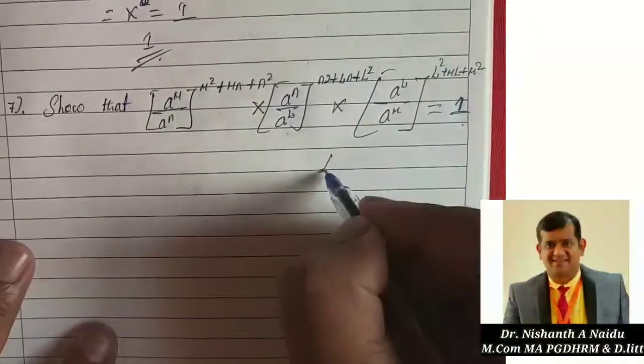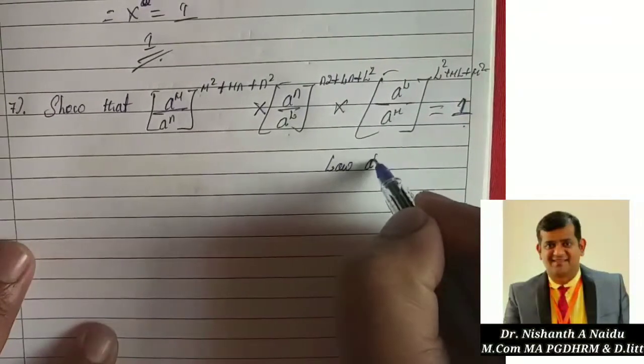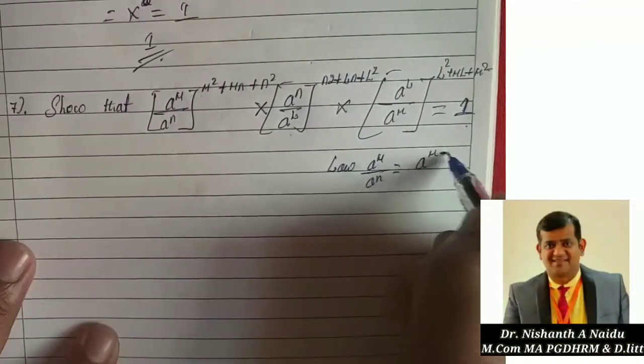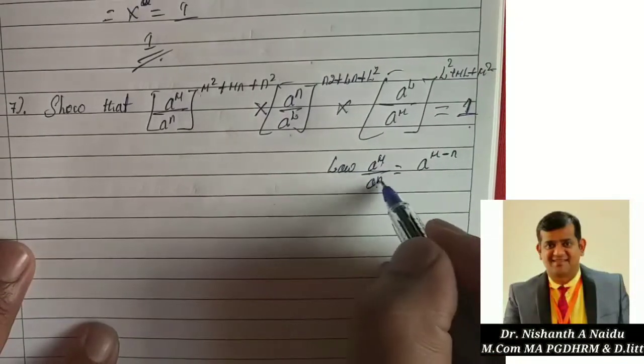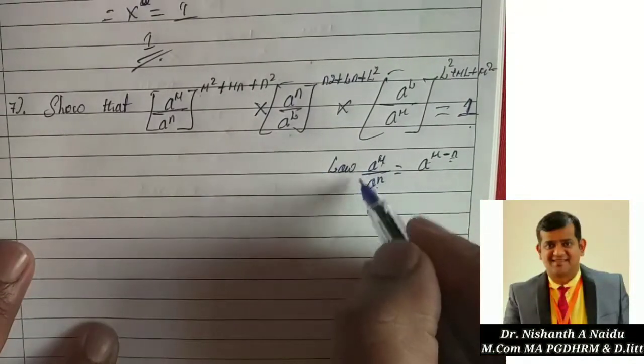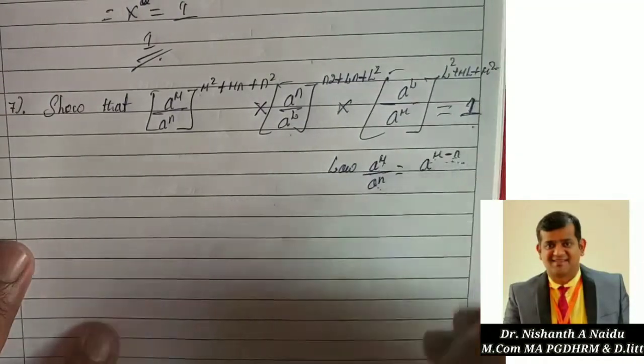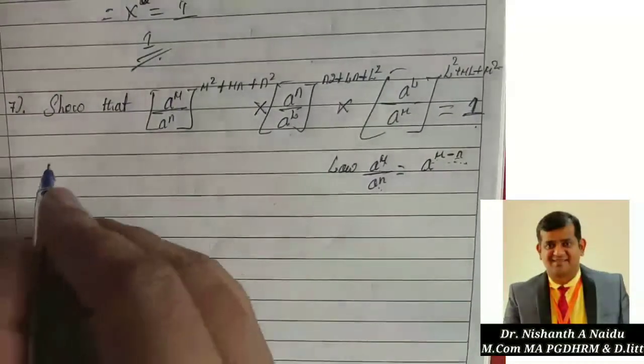The previous problem's law only, that is a to the power m divided by a to the power n equals a to the power m minus n. When you divide, the power should be deducted. Instead of dividing the base, the power should be deducted from the base. So the same logic I am doing here.